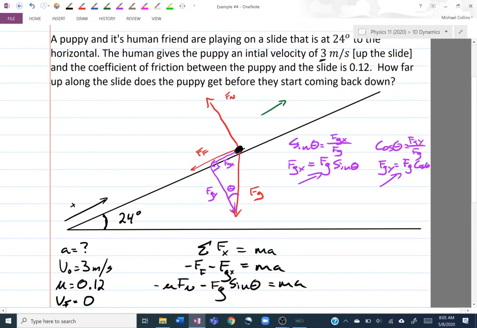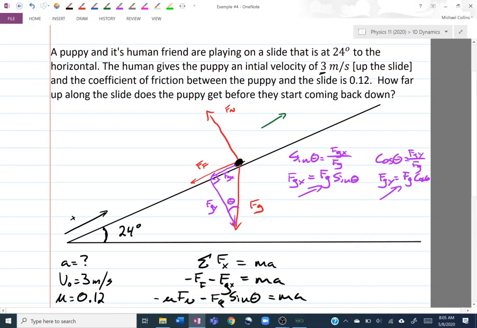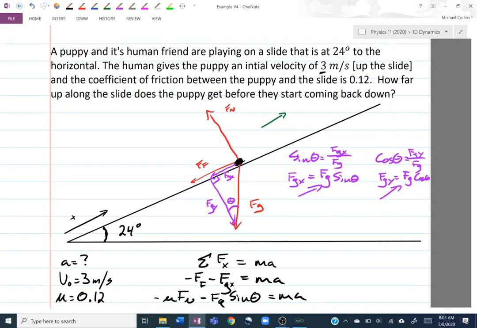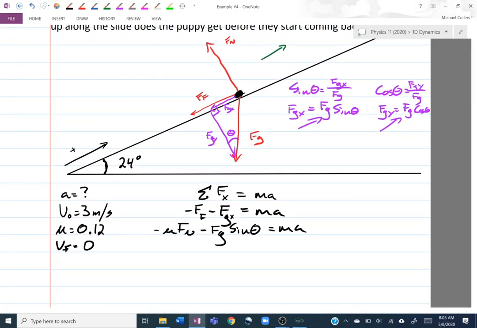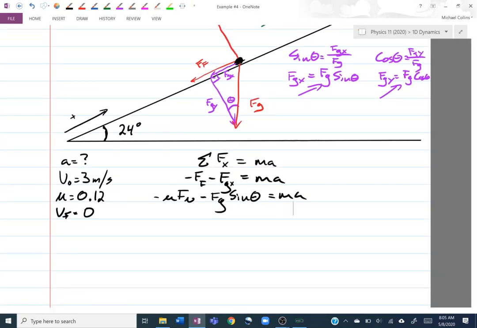I'll notice as well that they didn't give me a mass for my puppy, so I'm really hoping that what happened in the previous question will happen again, and I'll figure out that it's independent of mass. So right now, I don't know what my normal force is, I don't know what my mass is, and I know that Fg relies on mass, so I'm a little bit stumped. I'll double check my work.